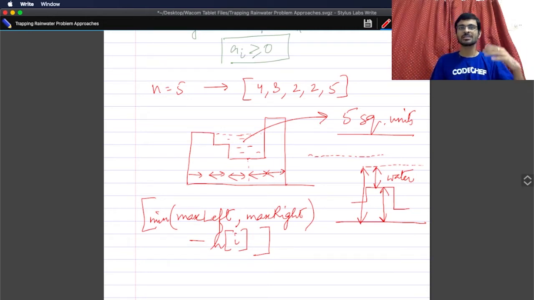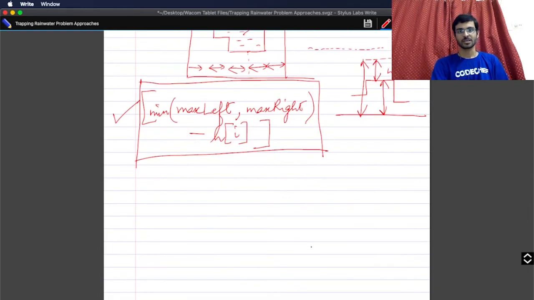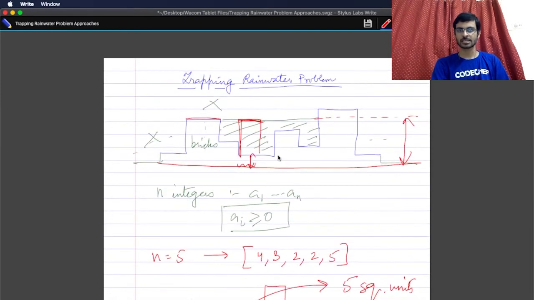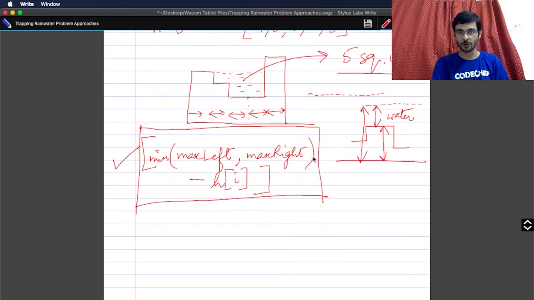And don't search for the nearest minimum, nearest maximum, nearest less. Don't do that. Rather search for something like this: what is the maximum that your left allows, what is the maximum that your right allows, and we can get this for all i, and this basically will give us the answer. For every i, this will basically be our answer. Make sense? Okay, so what is the basic approach? I hope this explanation justifies why I have written this formula.